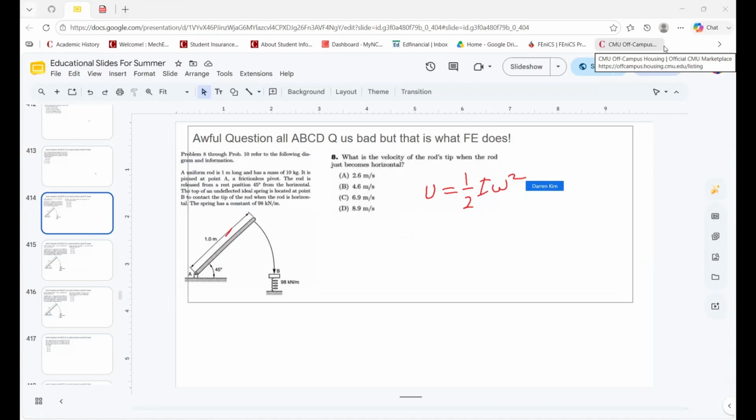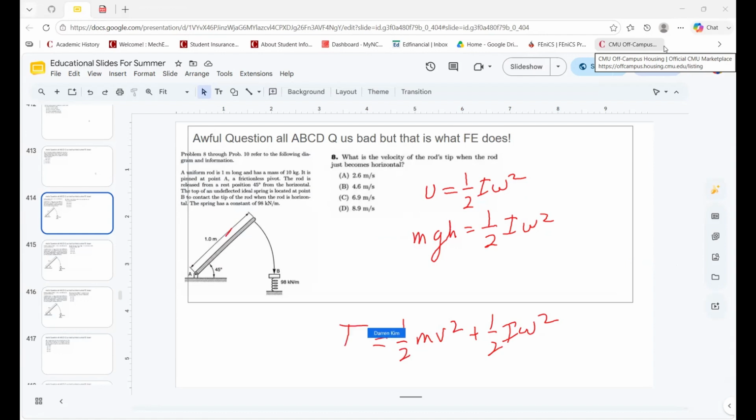So mgh equals 1/2 I omega squared. The truth is there is 1/2 mv squared plus 1/2 I omega squared, which is the total kinetic energy. There's a translational velocity and a rotational one, that's what I'm trying to say, but I can't say it correctly, so let's move on. From this, we're supposed to be able to get anything we want, theoretically.